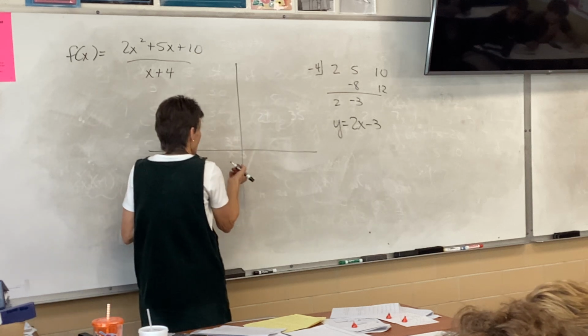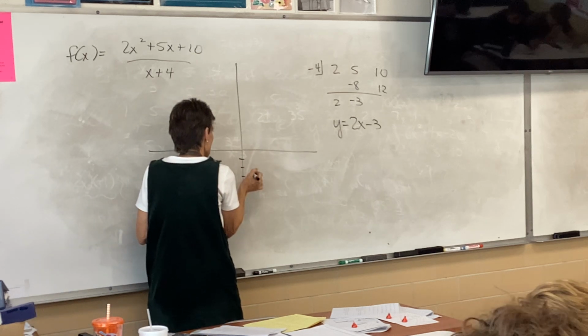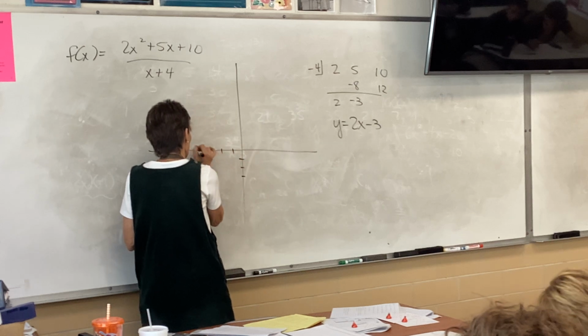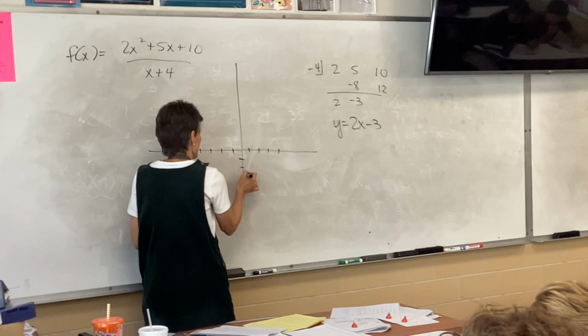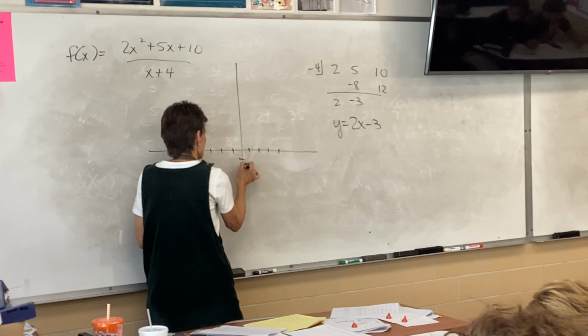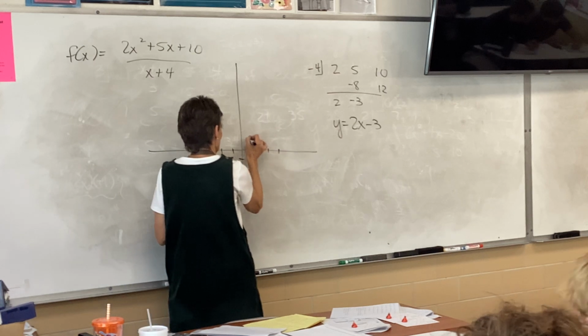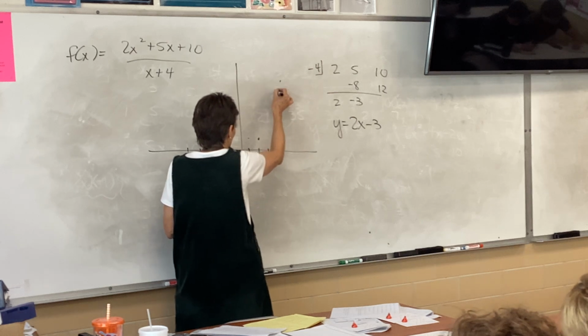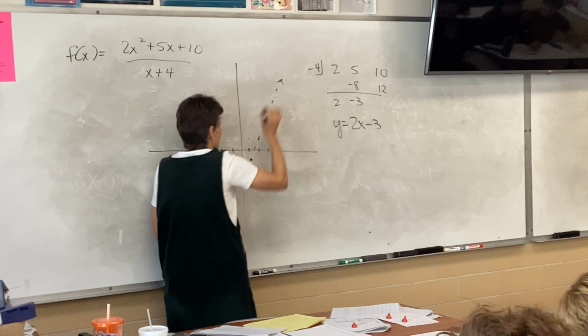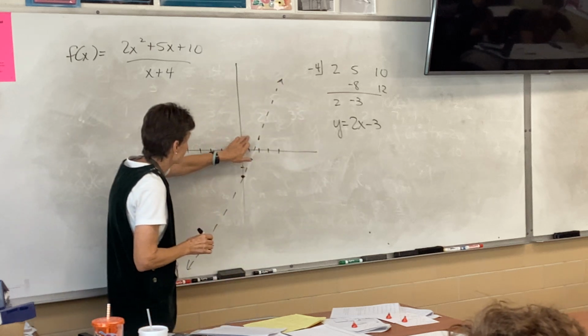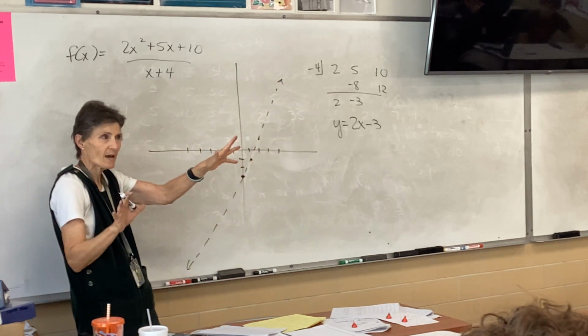Okay, I'm going to go ahead and put that up here. That has a y-intercept at -3 and a slope of 2. So here's my y-intercept, then 2 over 1, 2. All right, there's my slant asymptote. So I heard that. Is everybody okay with that?